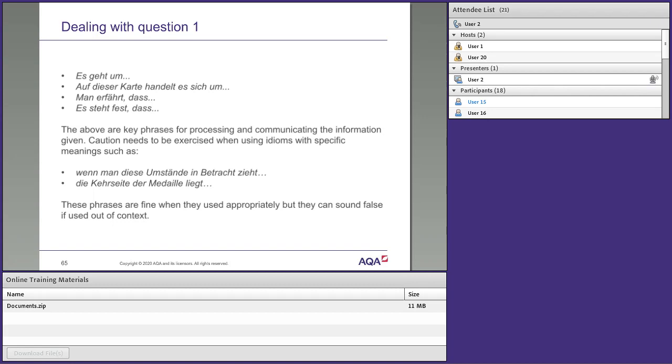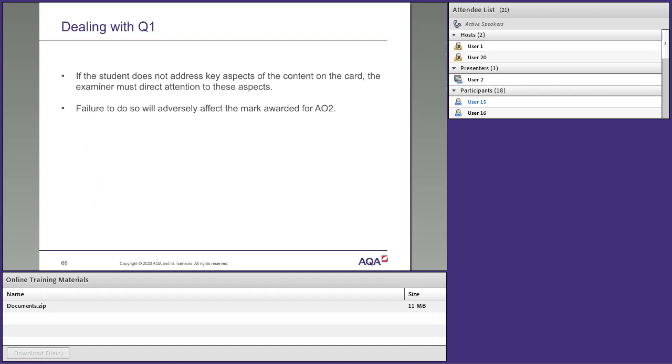However, I would urge you to exercise caution when using idioms with specific meanings, such as the 2 that you've got there, and we hear these an awful lot. They're not always used appropriately, and they can sound very false if they're used out of context. So those of you who are old as me will remember "Der Deutsche Aufsatz", a little blue book, which had loads of phrases, and when we used to have to write our discussion essays, I would try and shoehorn all of these ridiculous sounding phrases in. So try and avoid that, really.